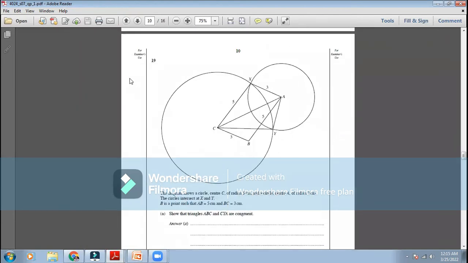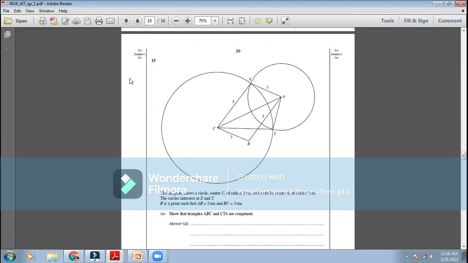So question number 10 is coming up on your screen. It says the diagram shows a circle, center C, of radius 5 centimeters, and a circle, center A, of radius 3 centimeters. The circles intersect at X and Y. B is a point such that AB is 5 centimeters and BC is 3 centimeters. Show that the triangles ABC and CYA are congruent.